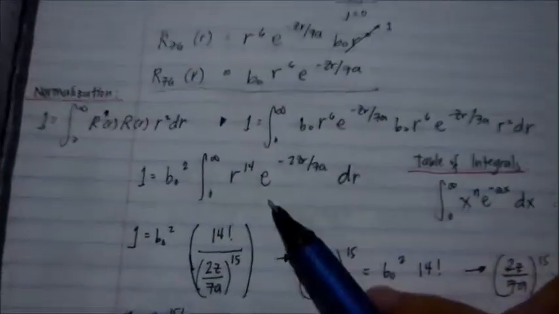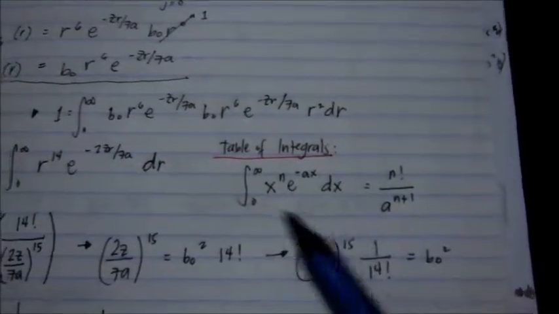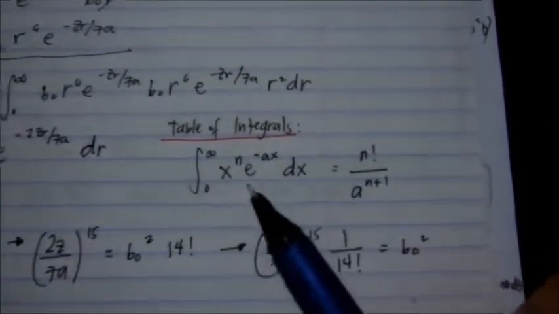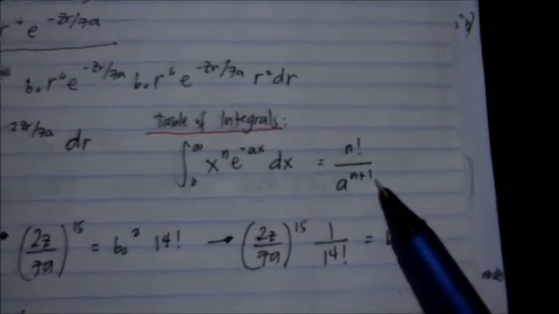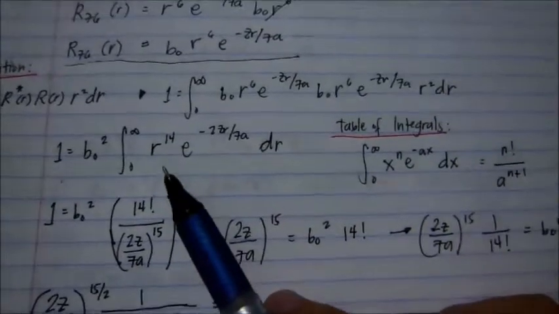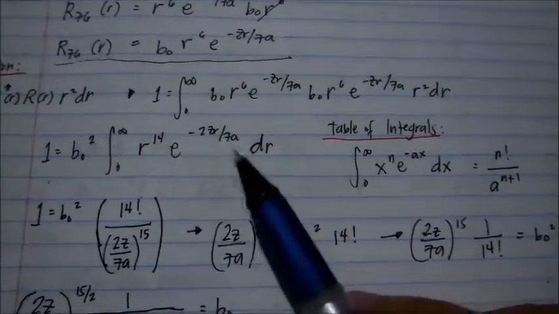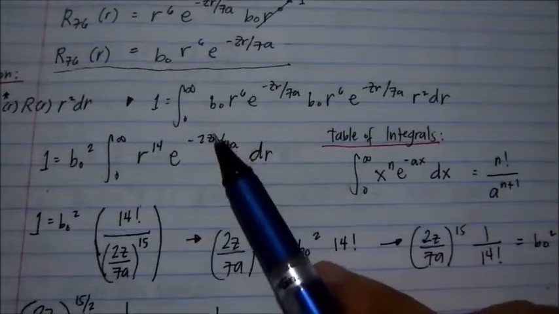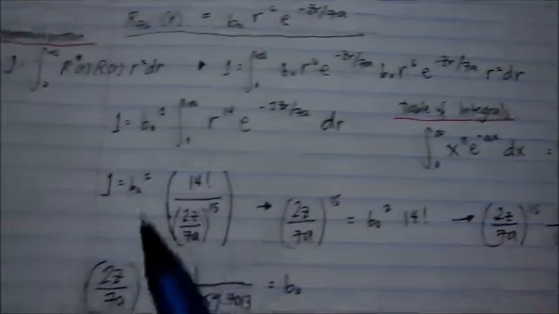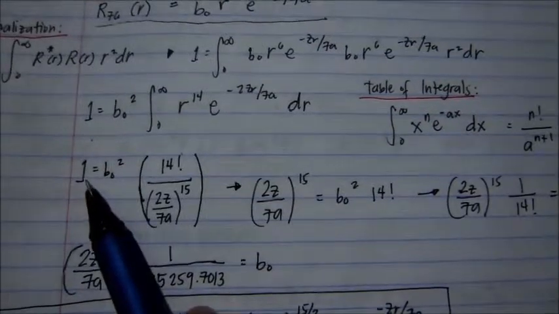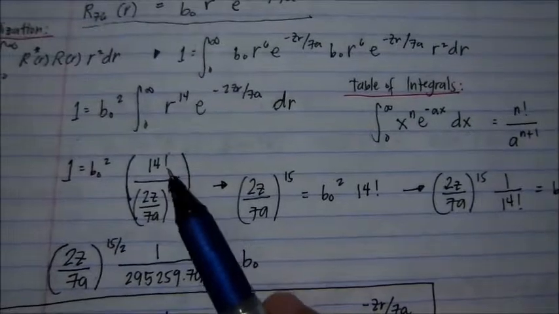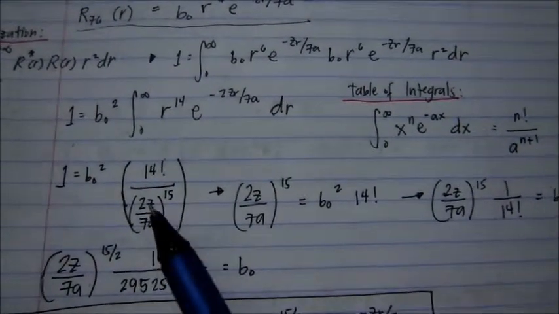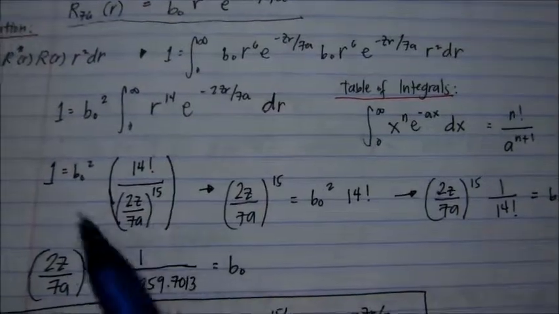According to the table of integrals, when we have this kind of function, the integral of that is n factorial over a to the n plus 1. So in our equation, the n here will be 14 and our a will be 2z over 7a. Applying that, we have 1 equals b sub 0 squared times 14 factorial over a raised to 14 plus 1, 15.